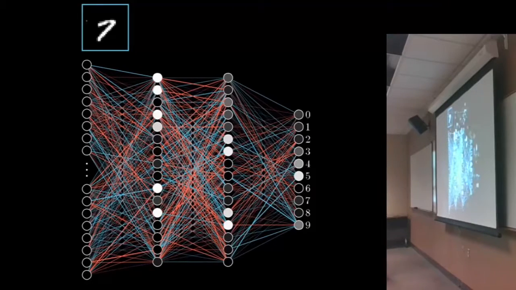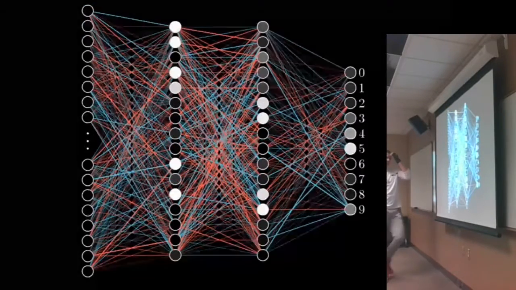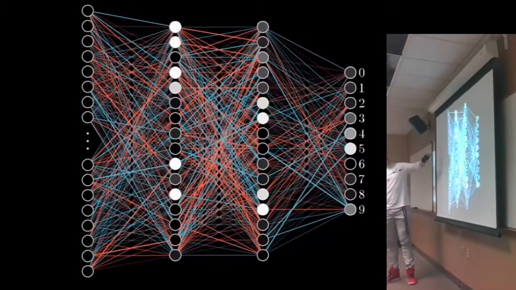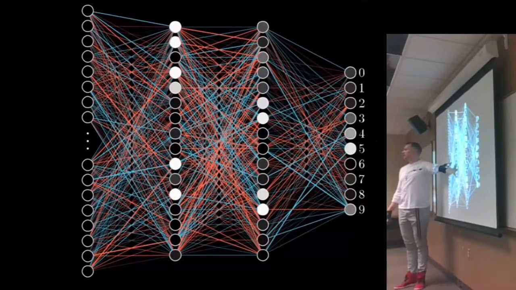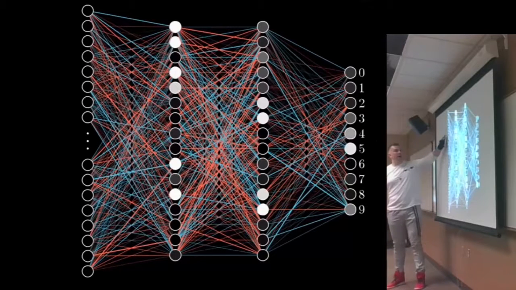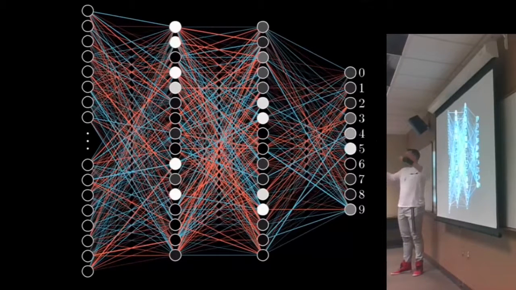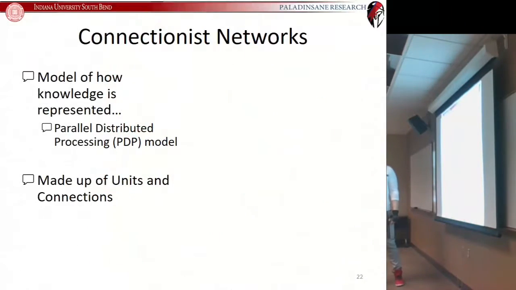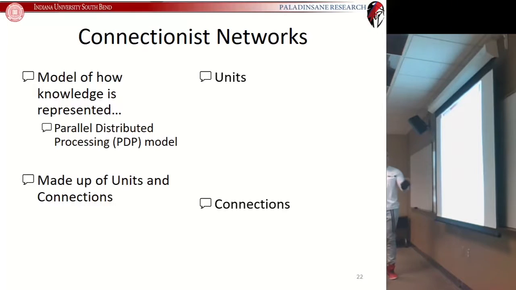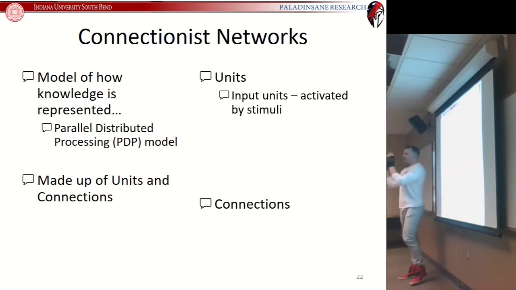So let's zoom in on this ever so slightly. And this is the basic idea of the connectionist network. You have these different nodes, you have these different connections, and all the work is done via the interaction of these nodes and connections. So let's break that down a little bit, see what we're working with here. We got units, we got connections. The units, there's 3 distinct types of units. We're going to take a look at all of them.